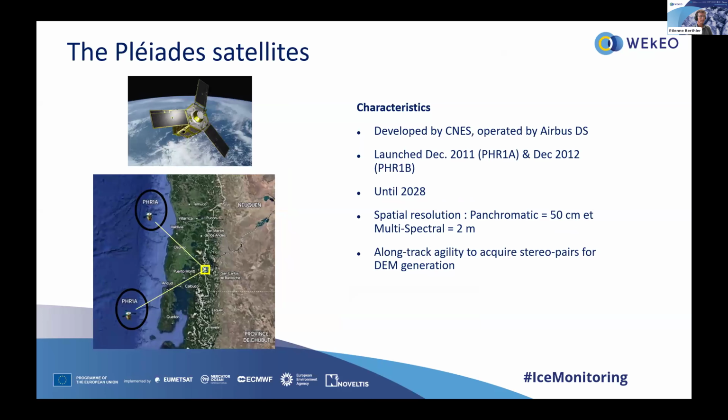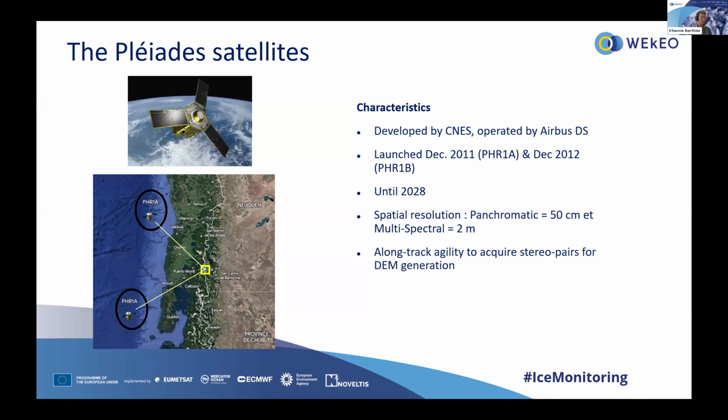A few words about the Pleiades satellites. They were developed by CNES, operated by Airbus Defence and Space, as I said before. There are two satellites launched in 2011 and 2012, and they will fly until 2028. Those are very high resolution data with a panchromatic channel of 0.5 meter resolution that I will focus on today, and the multispectral images have a coarser resolution.